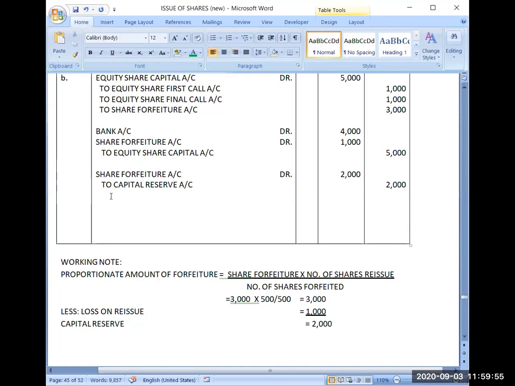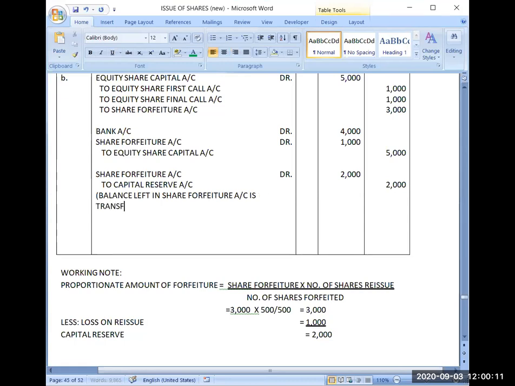Narration will be: balance left in share forfeiture account is transferred to capital reserve. It is your capital profit. That's why it is transferred to capital reserve account.